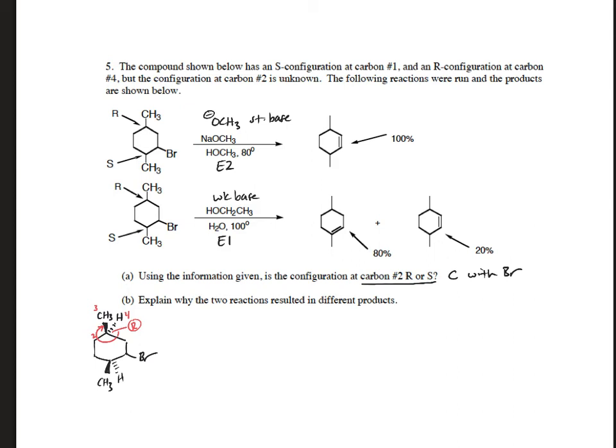Let's do the bottom one now. H is 4. The part of the ring going towards the bromine would be 1. The other part of the ring is 2. Methyl's 3. So going and tracing a path from 1 to 2 to 3, it's going that way. And that is counterclockwise, so that's S.